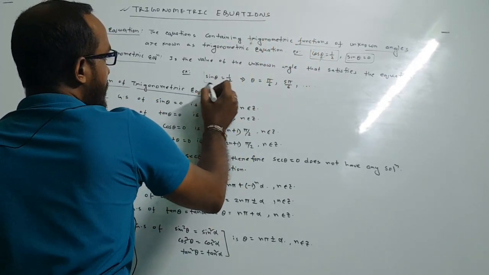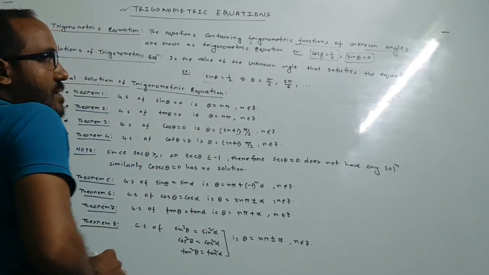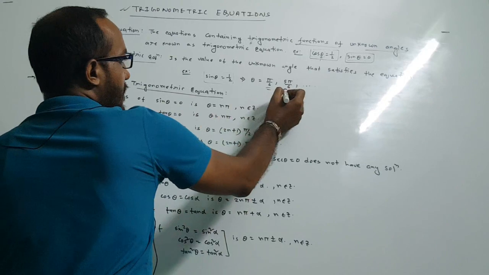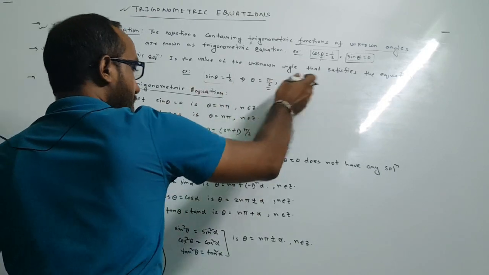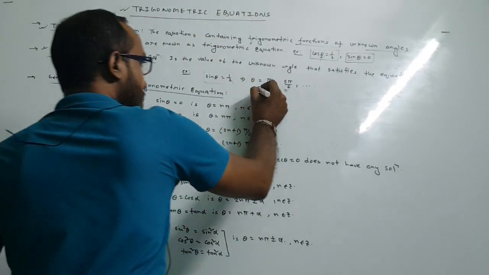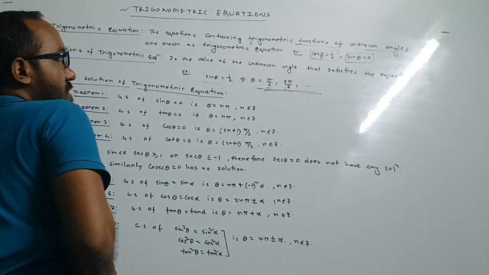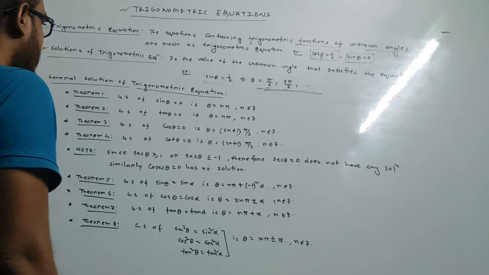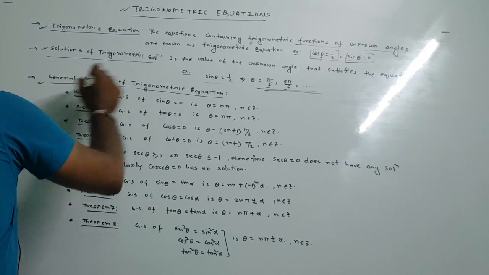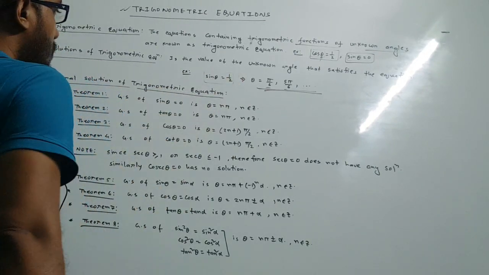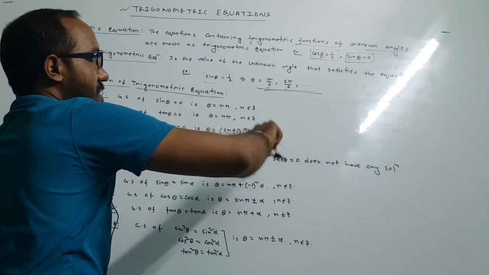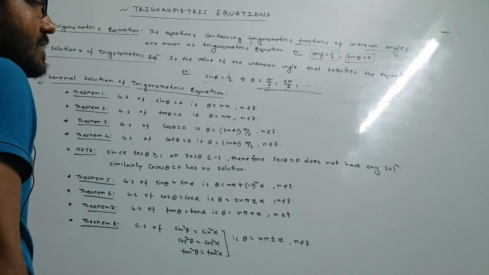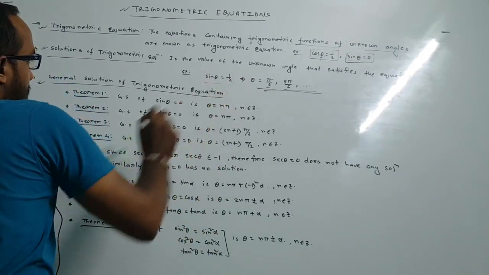So if sin theta equals half, then if you put theta equals pi by 6, you will get half. If you put 5 pi by 6, you will get half, and there are many more values. So all these angles would be solutions of this trigonometric equation, sin theta equals half. Now how to find the general solution? Because there are many angles which satisfy sin theta equals half, right?